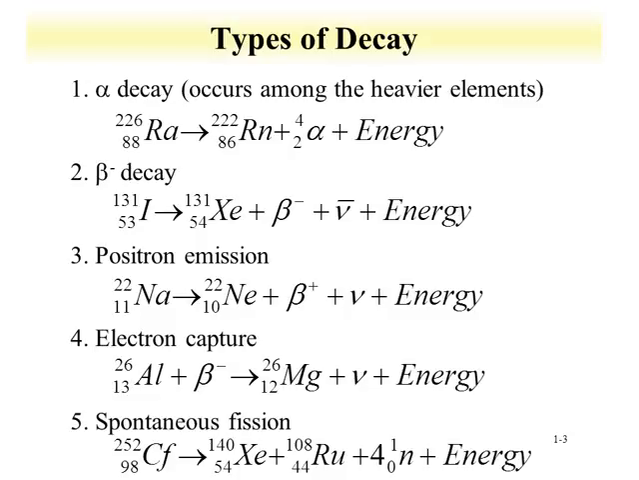Electron capture is where the nucleus captures a K or L shell electron, an atomic electron. And in this case, when that occurs, a proton is converted into a neutron. And then spontaneous fission, which occurs in some of the heavier actinides, where you will have the isotope splitting. An example here is an asymmetric split. Here's an example of californium going to xenon and ruthenium.